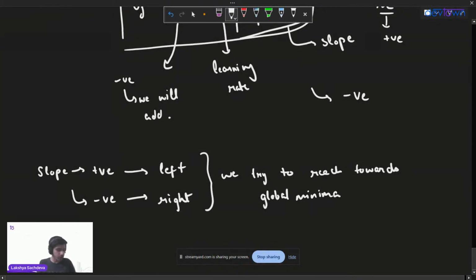And in tomorrow's session, we will see the practical implementation of this linear regression part.